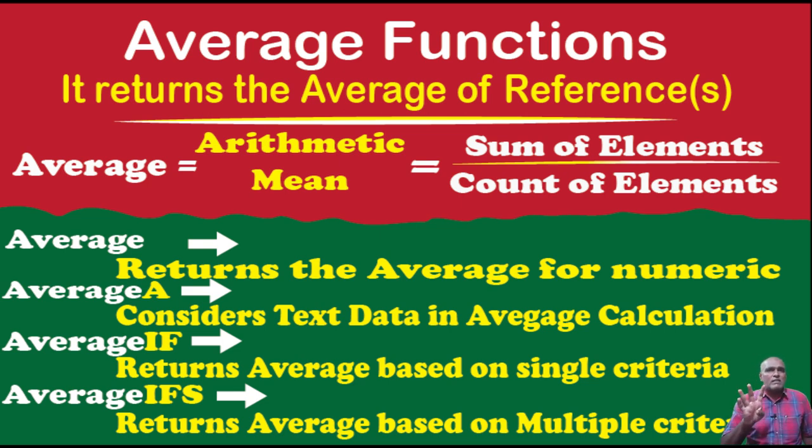Here we can find 4 functions. First one is Average. It returns the average for numeric values. So it didn't consider text data. Coming to AverageA, it also returns the average, but it considers text data as one of the element. AverageIF means it returns the average after considering the criteria. Thereafter, last one is AverageIFS. It returns the average based on multiple criteria.